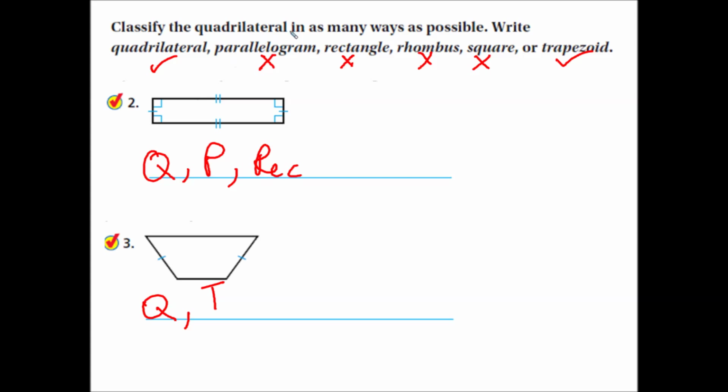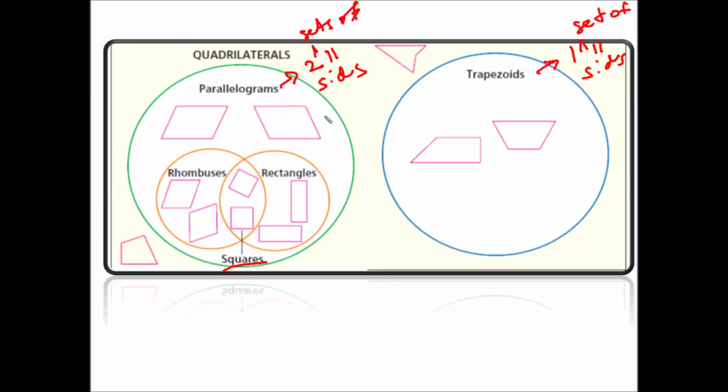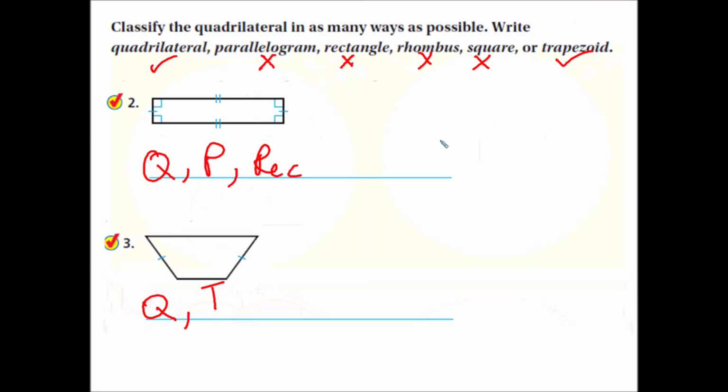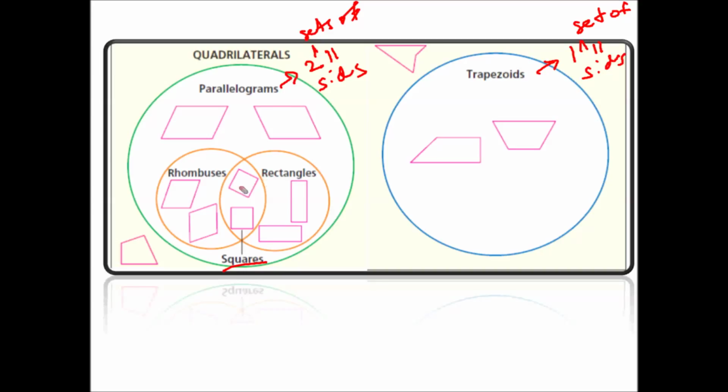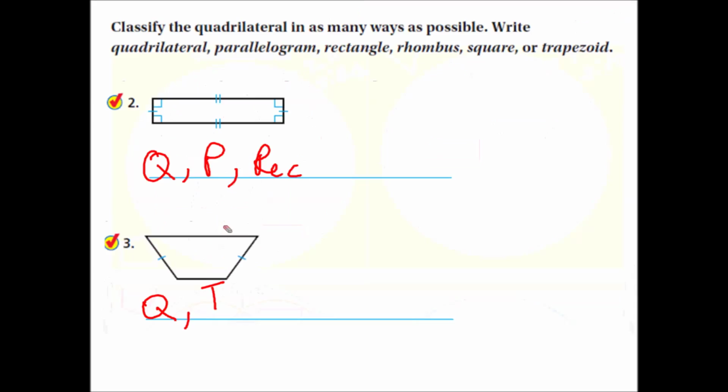Remember, if it's not a parallelogram, it's not going to be a rectangle, rhombus, or square. And you can see that from this picture here. It's not a parallelogram. It's not going to be anything inside of this circle. It's going to be either here, trapezoid, or just a plain old quadrilateral. If it's a rectangle and a rhombus, it's going to be a square as well because there's overlap here. Anything that is a rectangle and a rhombus is a square. Okay. And that's it.